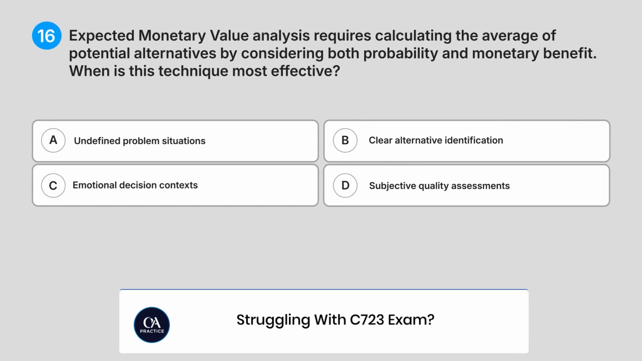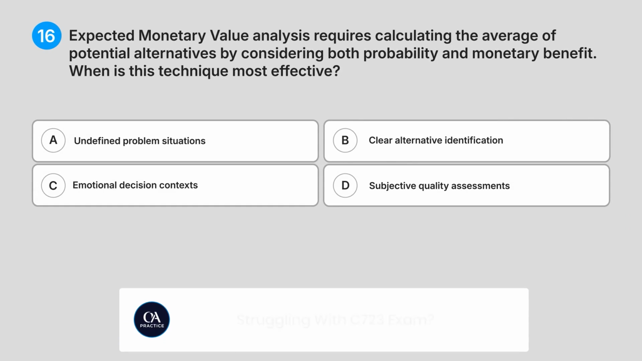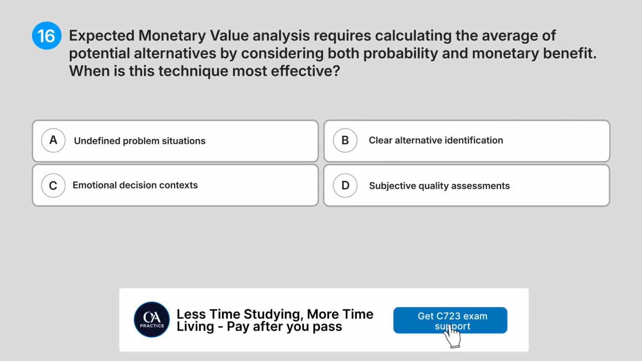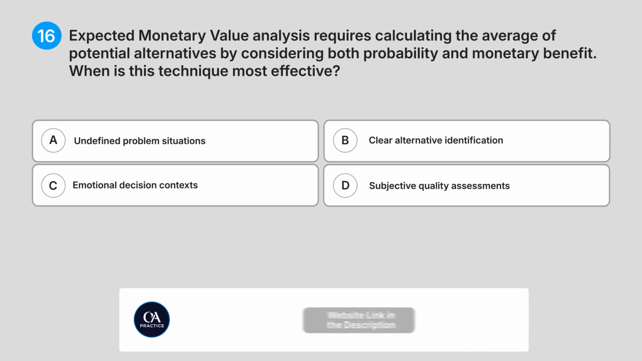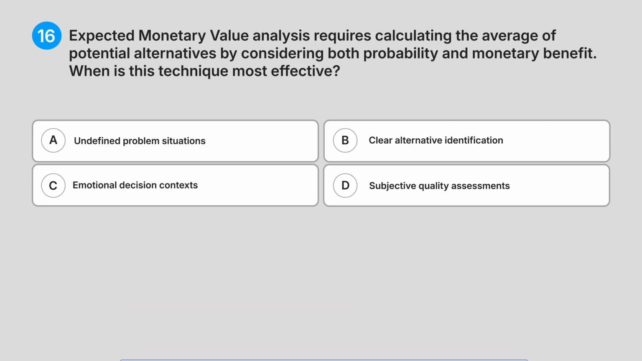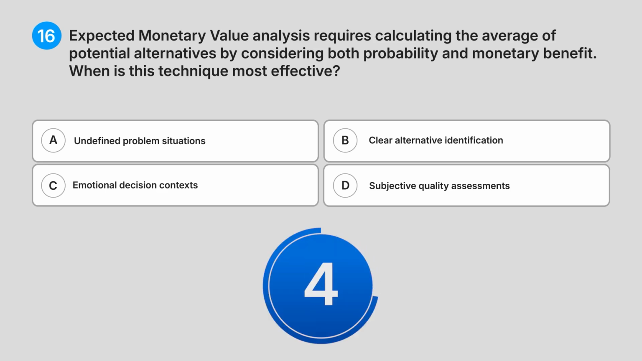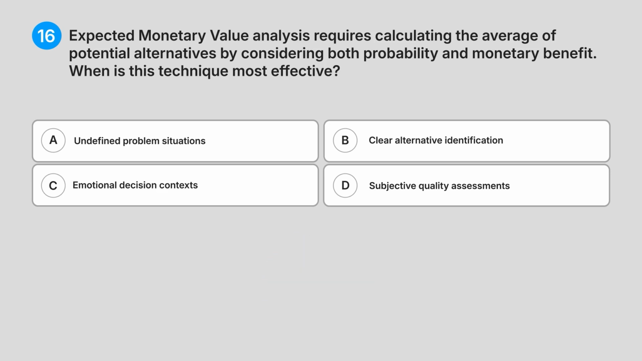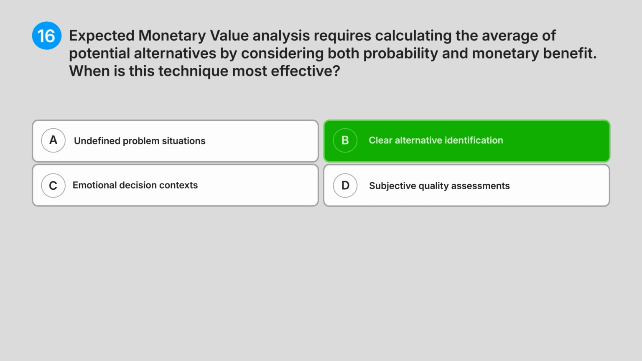16. Expected monetary value analysis requires calculating the average of potential alternatives by considering both probability and monetary benefit. When is this technique most effective? A. Undefined problem situations. B. Clear alternative identification. C. Emotional decision contexts. D. Subjective quality assessments. Do you know the answer? Correct answer: B. Clear alternative identification.